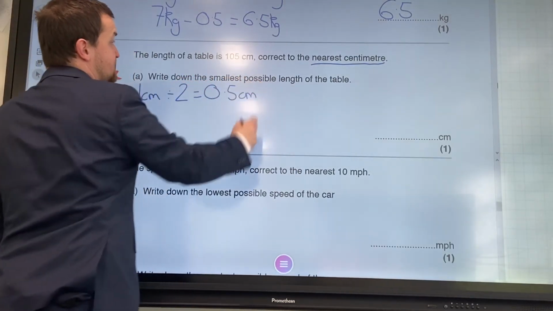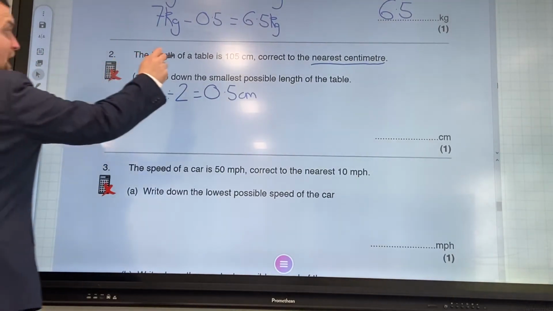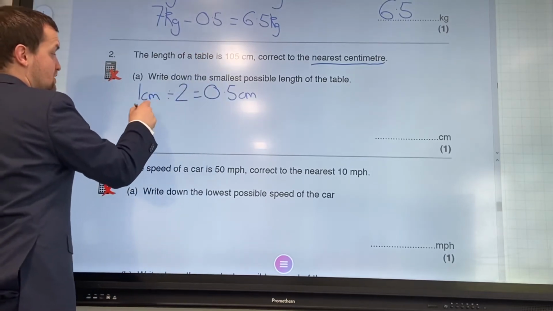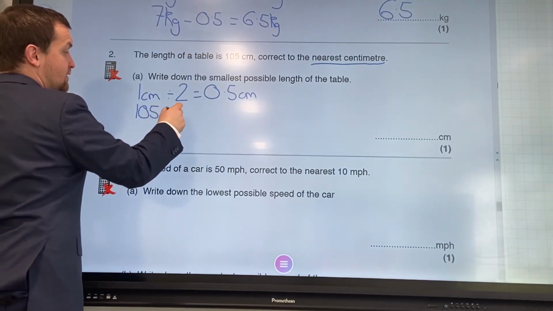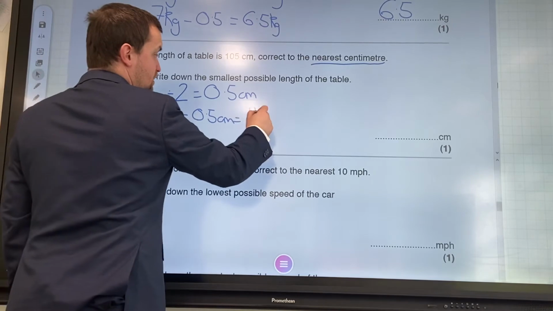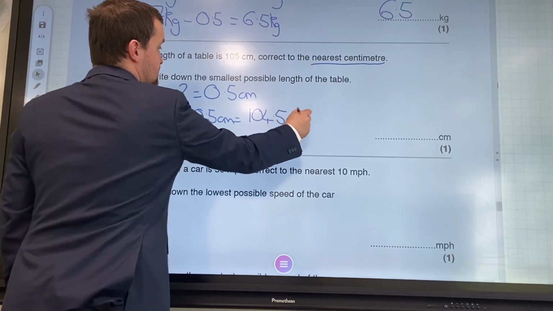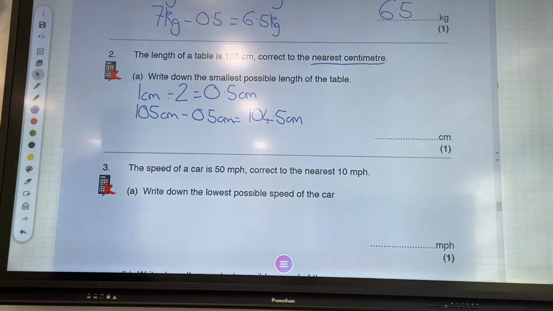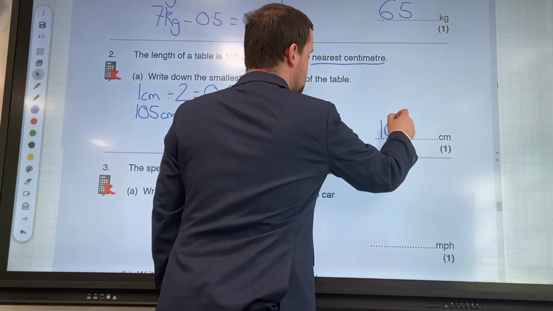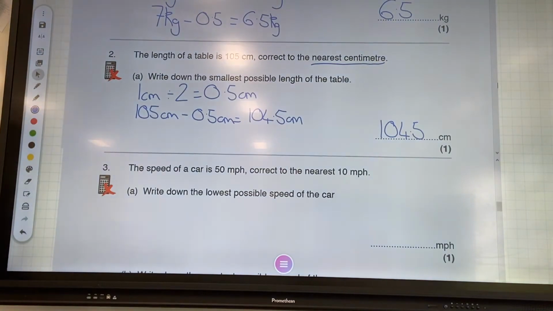In this case, we're just finding the smallest possible length of the table. So what are we going to do with that 0.5? We are going to take it away from 105 centimetres. So 105 centimetres minus 0.5 centimetres equals 104.5 centimetres. Let's have a look at the next one then.